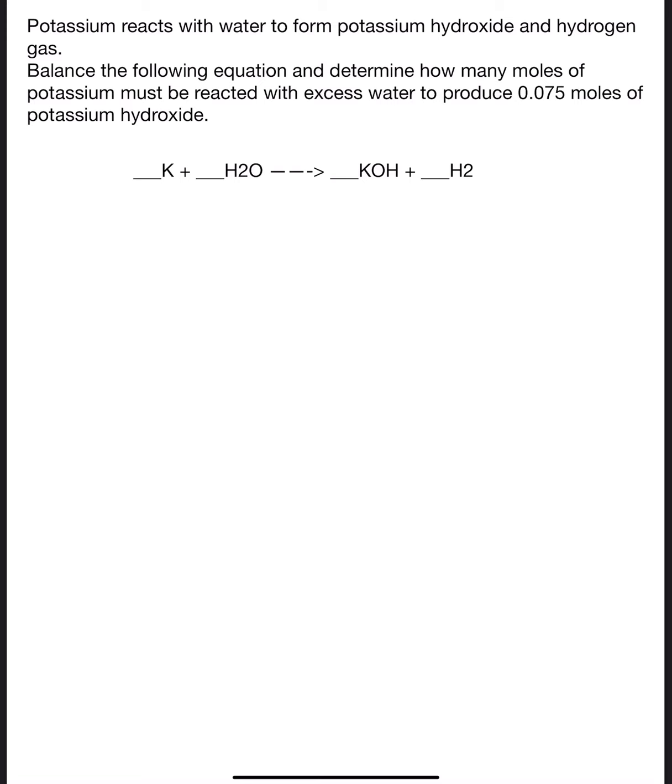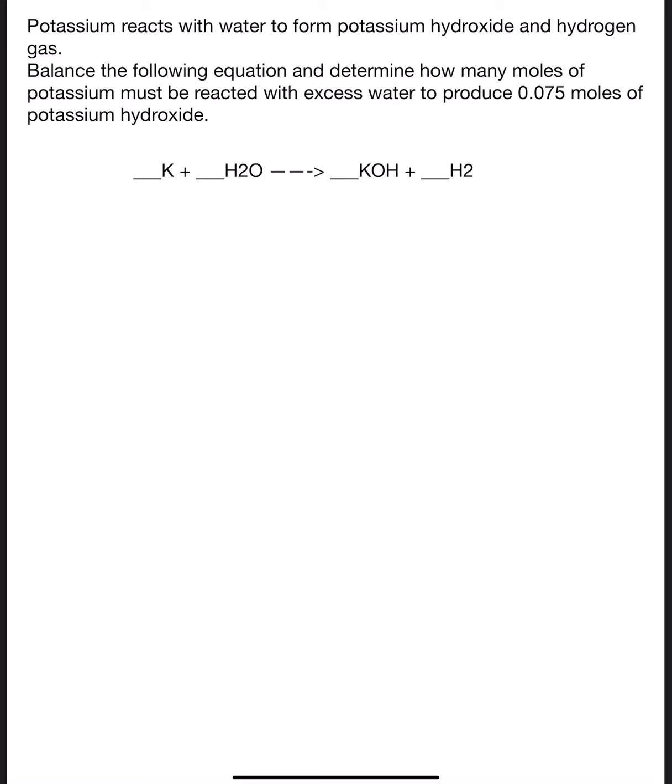The question reads, potassium reacts with water to form potassium hydroxide and hydrogen gas. Balance the following equation and determine how many moles of potassium must be reacted with excess water to produce 0.075 moles of potassium hydroxide. So let's start off with balancing.